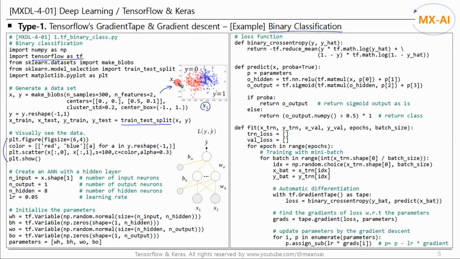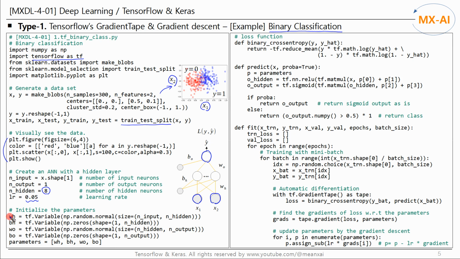Since there are two features in the data, the number of input neurons is 2. And since it is a binary classification problem, the number of output neurons is 1. The number of neurons in the hidden layer is set to 8. And the learning rate is set to 0.05.